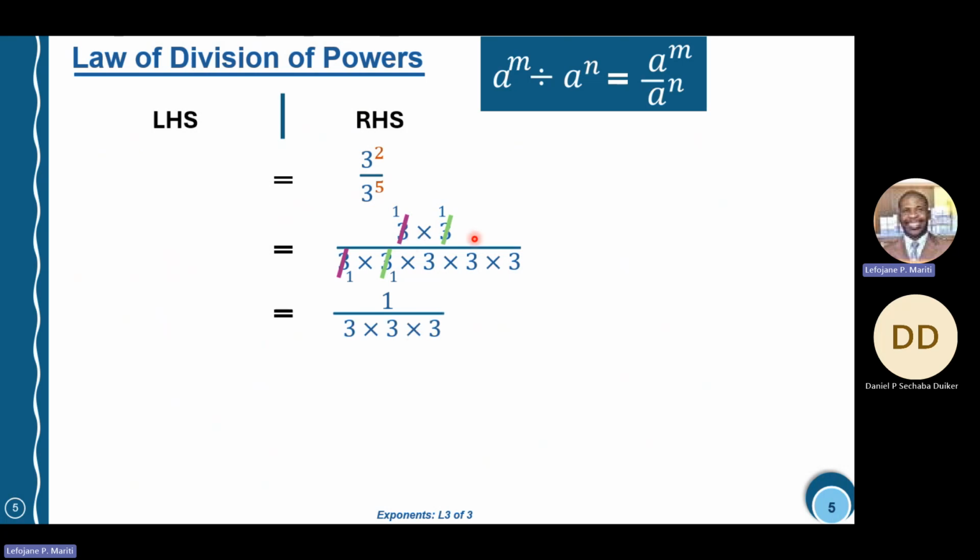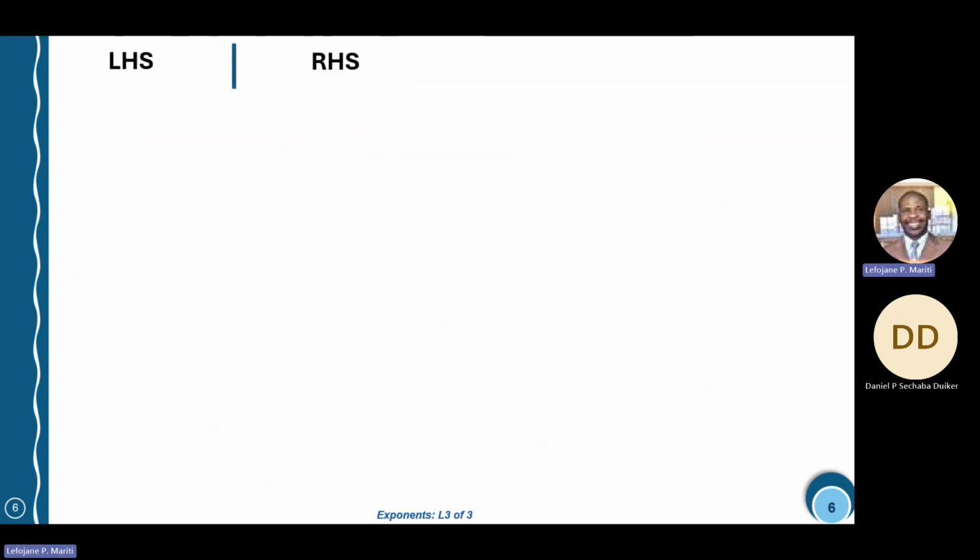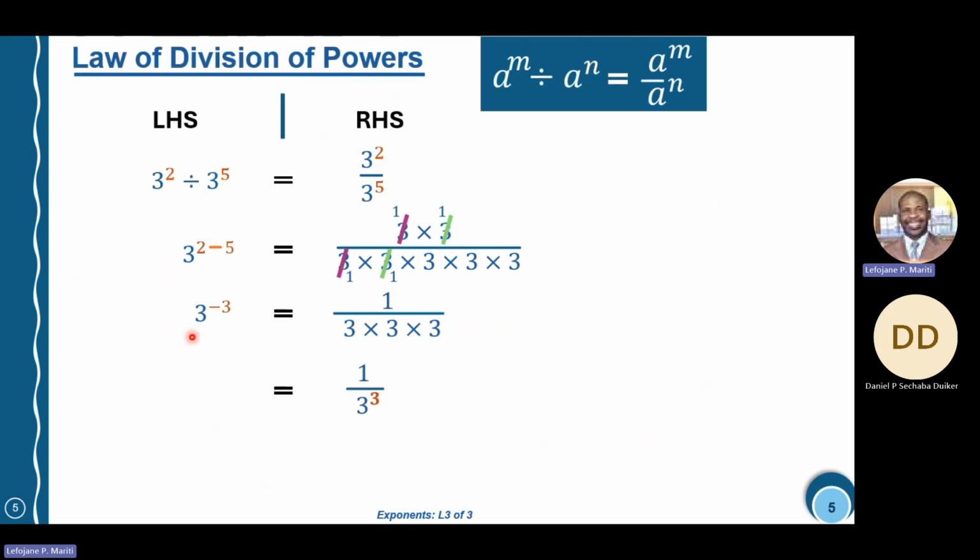Your numerator remains only as 1 because now you have 1 multiplied by 1, which is 1. But at the bottom, you end up with 3 multiplied by 3, multiplied by 3, multiplied by 1, multiplied by 1, which yields us 3 by 3 by 3. This in turn gives us 1 over 3 to the power 3. Now, this is the answer on the right-hand side. And we know it must be the same as the answer we got on the left-hand side. Now, it's telling us, girls and boys, that 3 to the power negative 3 is the same as 1 over 3 to the power 3.